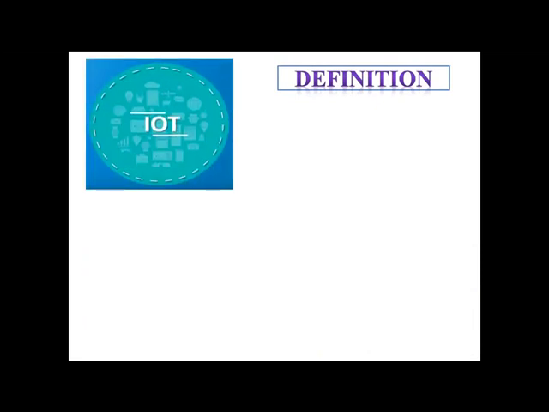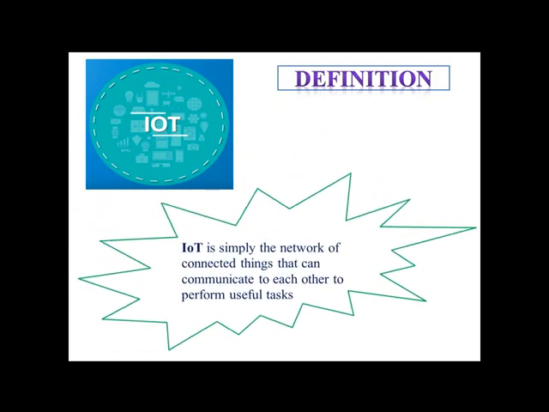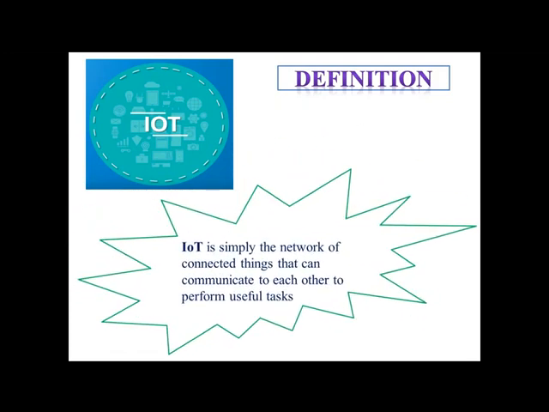What is IoT? Coming to the definition part, IoT is basically a giant network of various devices that are connected to each other, and these devices are connected in order to gather data and share the data among themselves so that the data could be used to perform some useful tasks.